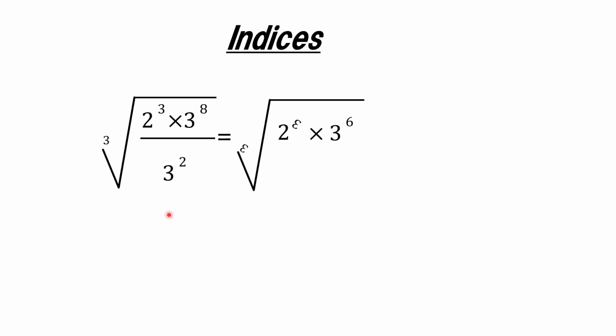So 3 divided by 3 is 1. 6 divided by 3 is 2. So it's going to be 2 to the power of 1, which is 2. And then 3 to the power of 6 divided by 3, which is 2. And that's 2 times 9, because 3 squared is 9, which is 18. Finished. Next question.